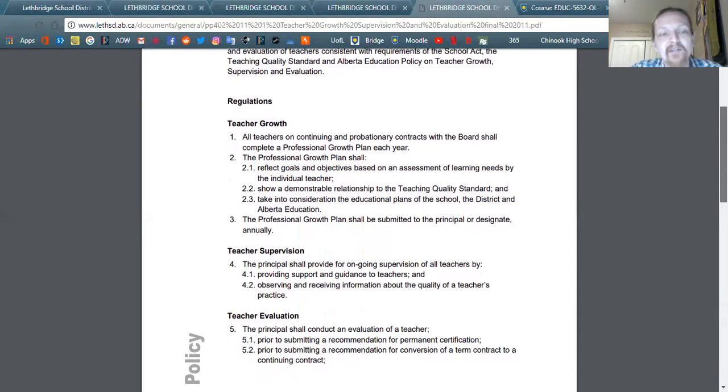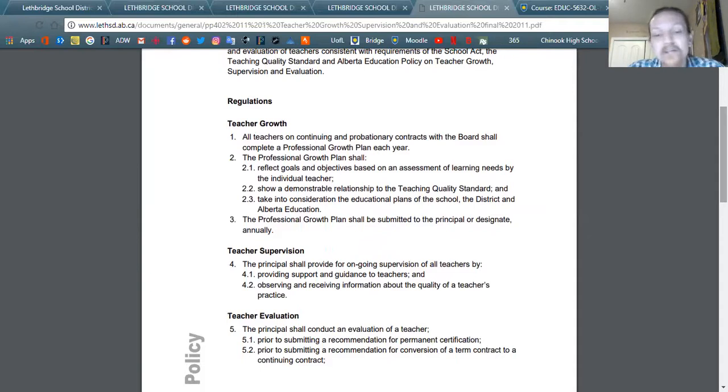So it has regulations around teacher growth, and all of that basically comes down to the growth plan. There's nothing else in the teacher growth section except for the growth plan. So I think that that's an area that could be shored up, because there's other ways to support teachers' growth besides a growth plan. And as Janet was saying, it depends on your administrator.